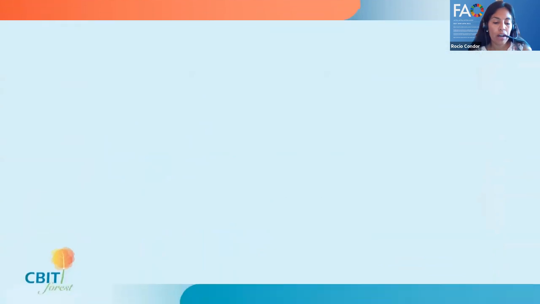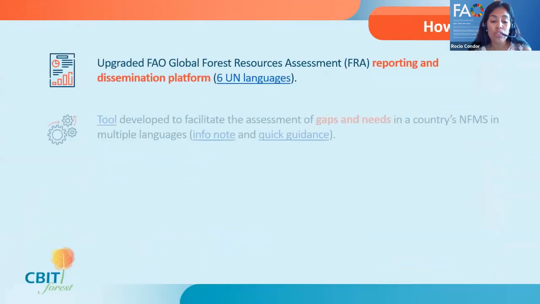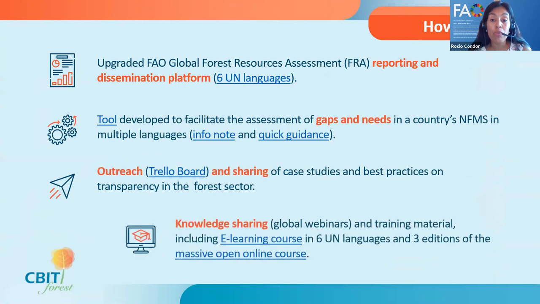How? Upgraded FAO Global Forest Resource Assessment, FRA 2020, reporting and dissemination platform to make forest data open and accessible to all. New functionalities are now available since its launch in July last year and is available in 6 UN languages. A tool developed to facilitate the assessment of gaps and needs in countries' national forest monitoring systems, including an information note for policymakers and a quick guidance for practitioners. All is available in multiple languages.